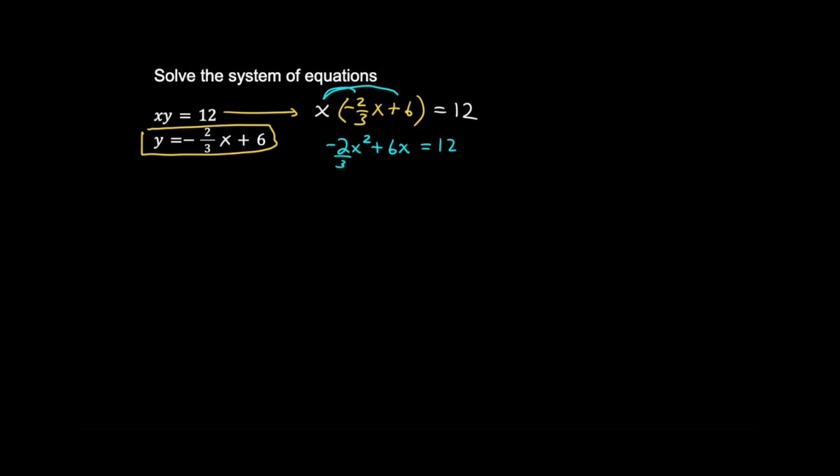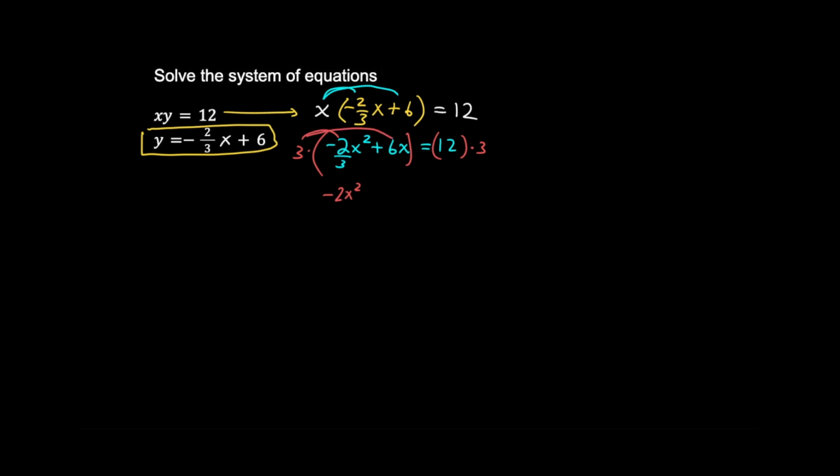There we go. I do want to get rid of the fraction. This way I can factor a little easier. So since the denominator is 3, I'm going to simply multiply everything by 3. Multiply both sides here by 3, which will allow us to cancel out the denominator of that fraction. So that will give us negative 2x squared. The denominator cancels out with the 3.